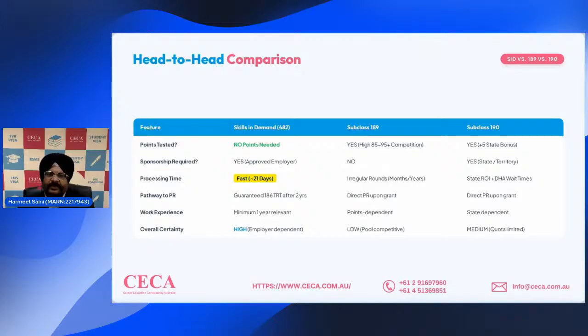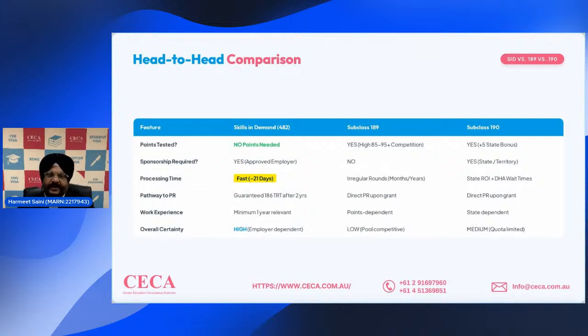So overall, if we count certainty, definitely the 482 is highly certain. It's an employer-dependent visa. So if the employer is ready to sponsor, definitely you will get it. If you're meeting the eligibility, you will definitely get this visa.